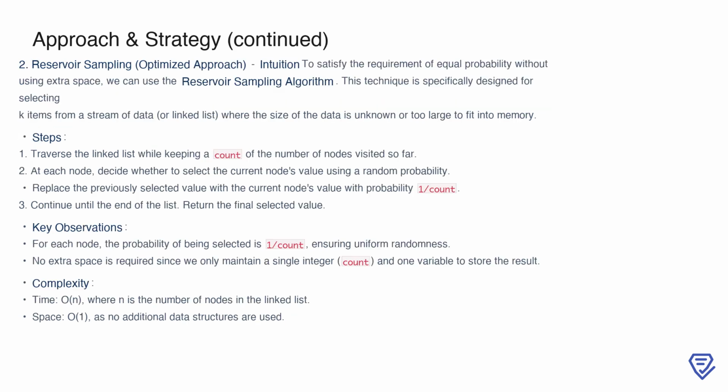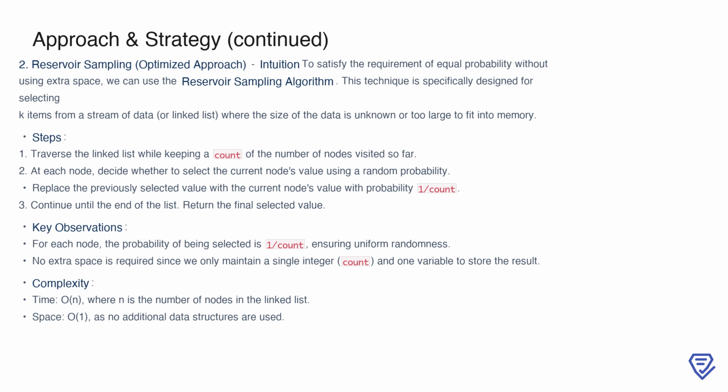Now, to address the limitations of the brute force method, we can use an optimized approach called reservoir sampling. This algorithm is designed to select k items from a data stream, or in our case, a linked list, without needing to know the total size of the data beforehand or storing it in memory.